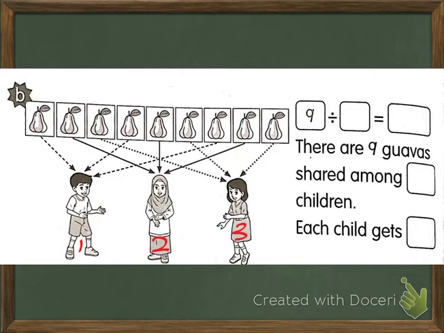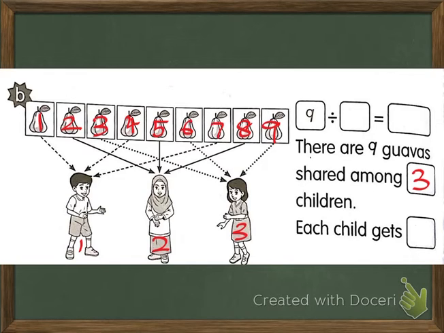Okay, how many guavas? Okay, the guavas, let us count. 1, 2, 3, 4, 5, 6, 7, 8, 9. Okay, there are 9 guavas. 9 guavas shared among, okay, how many children? Okay, there are 3 children. So, write here down 3. There are 9 guavas shared among 3 children. So, each child gets how many?